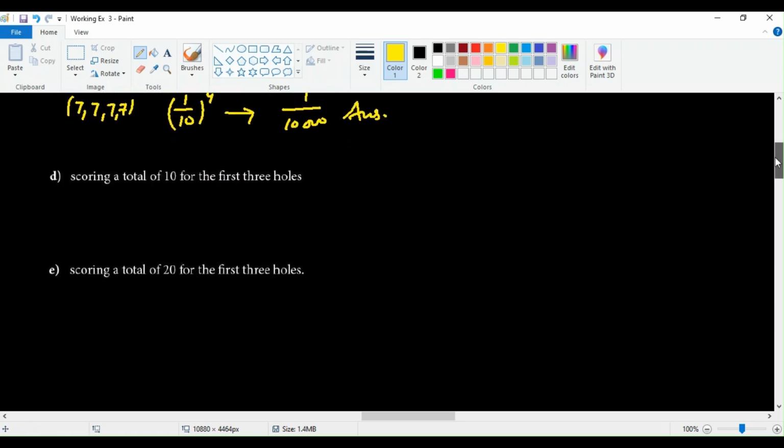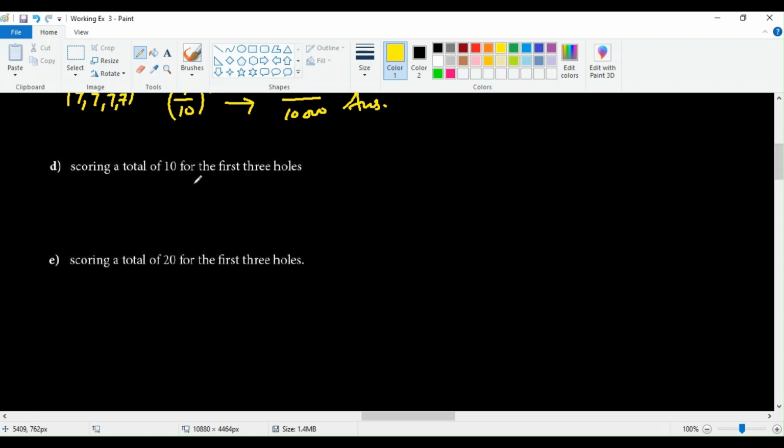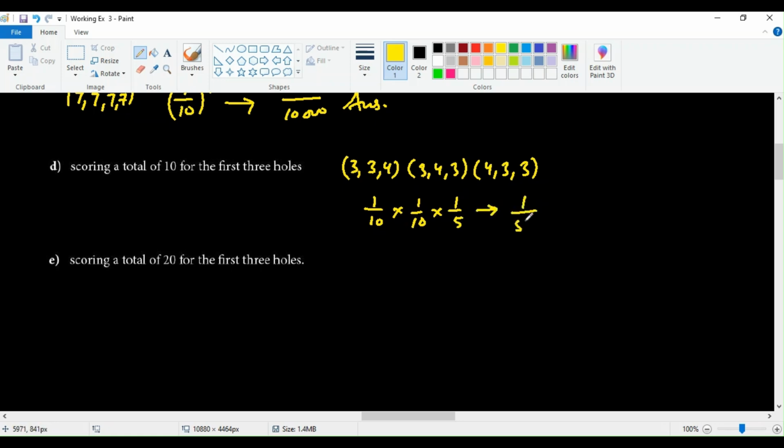Now comes scoring a total of 10 for the first three shots. So the only possibility that I see is to have 3, 3, and 4 shot, and second comes 3, 4, and 3 shot, and then the last one is 4, 3, and 3. These are the three possibilities, and we know very well it is 1 over 10, this is also 1 over 10, and next one is 1 over 5. So once we multiply together, it gives us 1 over 500 as the answer for this question.